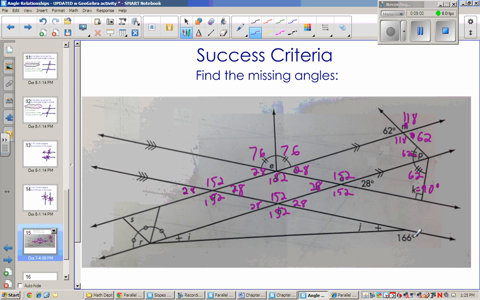Now, if I have 166 here, I subtract from 180, and that would be 14. And then over here, since those match up, that would be 14 as well. Now, if I have 180 degrees and all three are the same, that means each of these angles has to be 60 degrees. And since each of those is 60 degrees, S and R are alternate interiors, so S has to be 60.